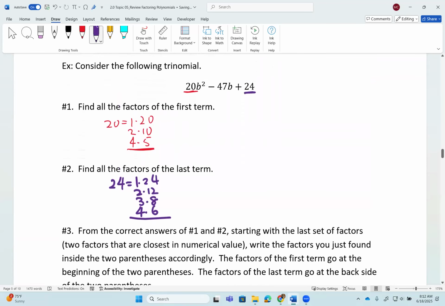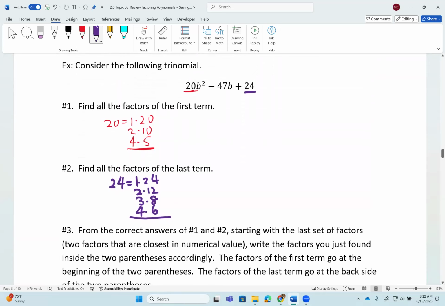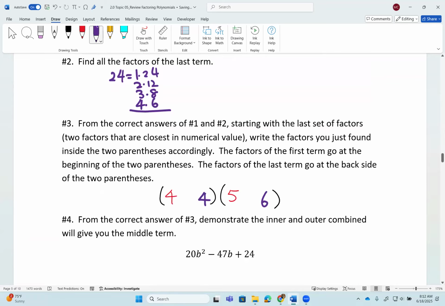But we already said at the beginning there is no greatest common factor for this trinomial. So you cannot put numbers in the parentheses where it's going to give you a greatest common factor that you don't have. So naturally, this is not going to work without even trying the inner and outer. So when this doesn't work, we will swap the two back numbers. Put a 6 with the 4, 4 with the 5.